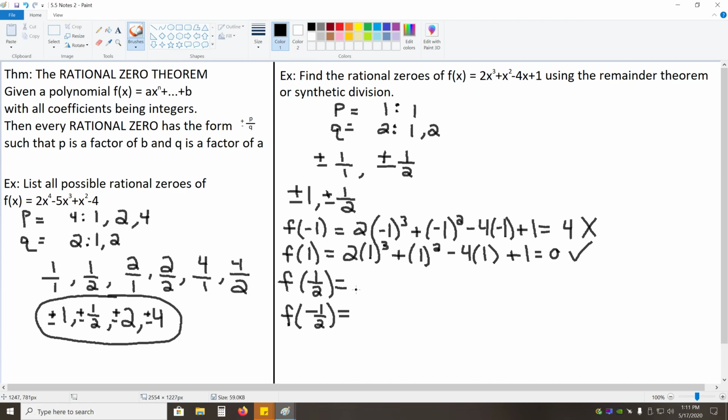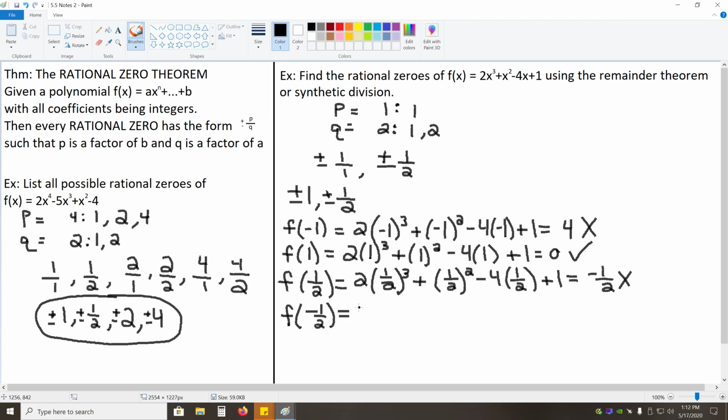Now we plug in 1/2. So we have 2 times 1/2 cubed plus 1/2 squared minus 4 times 1/2 plus 1. When we plug in 1/2 into our function, we get negative 1/2. This is again not equal to 0, so this is not a rational 0.